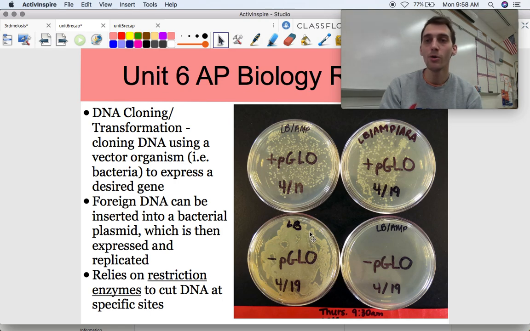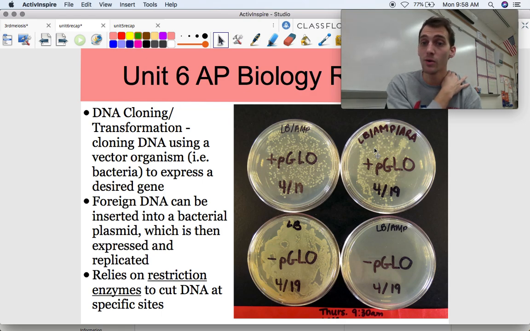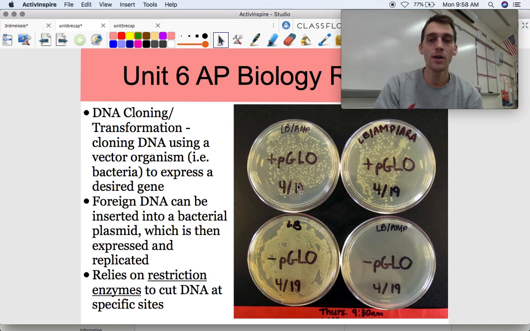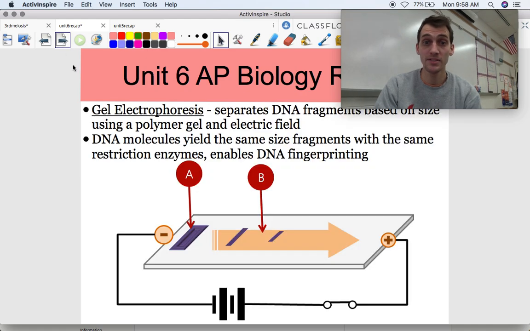This is the pGLO Bacterial Transformation Lab, where you treat bacteria with a plasmid that allows it to glow under ultraviolet light, and it makes it antibiotic resistant as well. So if you don't know what this means, hopefully you will sometime soon. And if you've got questions about how this lab works, I'd be happy to explain it to you. Just let me know. But I'm going to try to wrap up this video because I know I've been talking for a while.